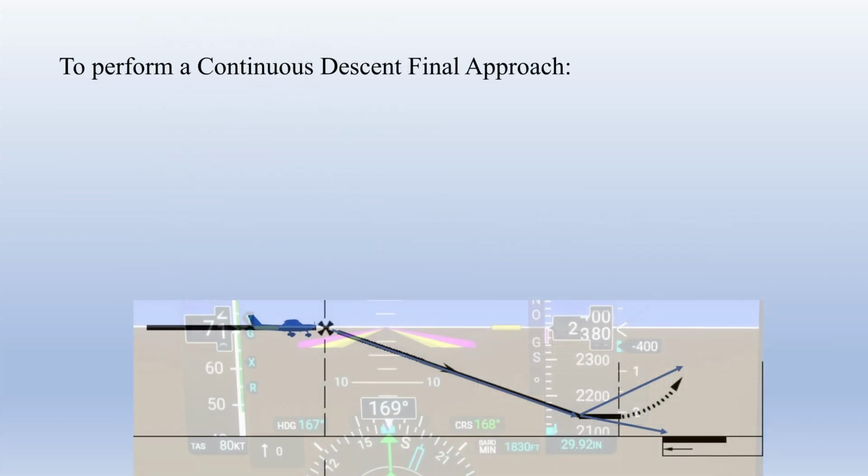So to perform the descent on this approach, we will be using a continuous descent final approach, or CDFA. That's where we do a calculated rate of descent to track a visual descent angle rather than dropping rapidly down to our MDA or an MDA plus a buffer and then flying forward to the missed approach point. So we have a little bit of calculating to do to figure out how to do that.